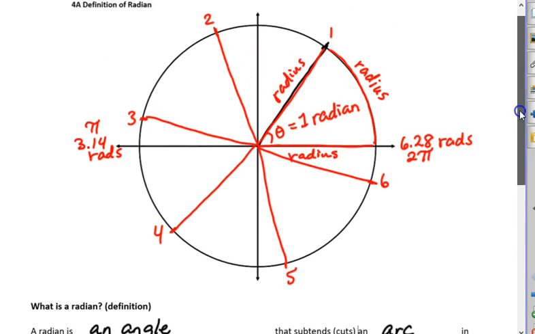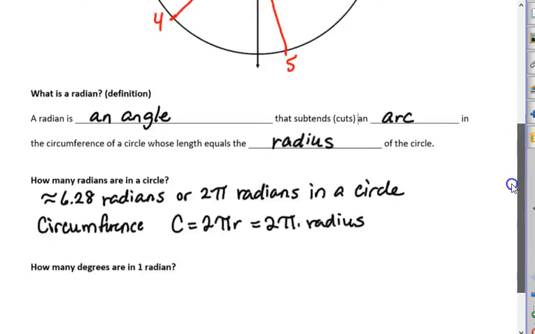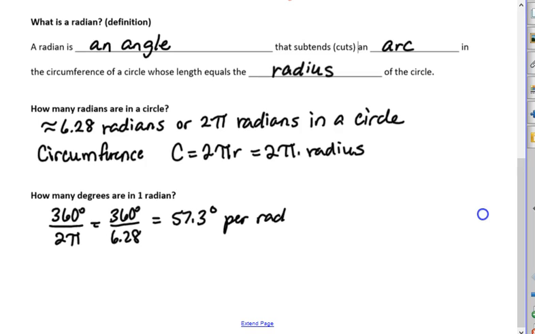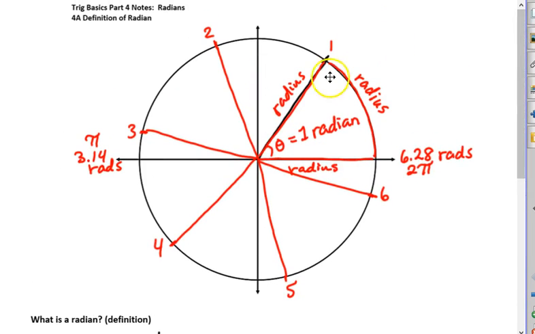So how many degrees per 1 radian? Well, if there are 2 pi radians in 360 degrees, we can just take 360 and divide it by 2 pi, or 360 divided by 6.28, and we end up with about 57.3 degrees per radian. And when you look at it, you can see it does look like about a 60-degree angle, but just slightly less, because if it was a 60-degree angle, three of them would add up to exactly 180, but three of them add up to just a little bit less than 180.